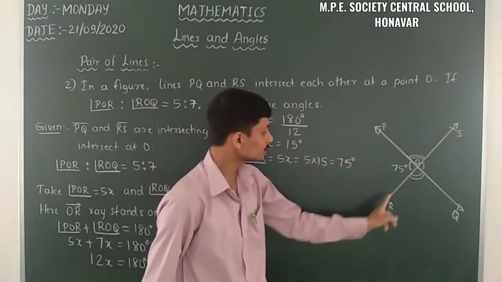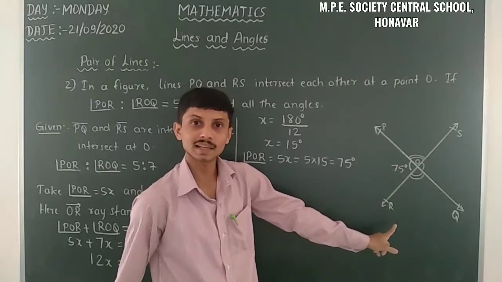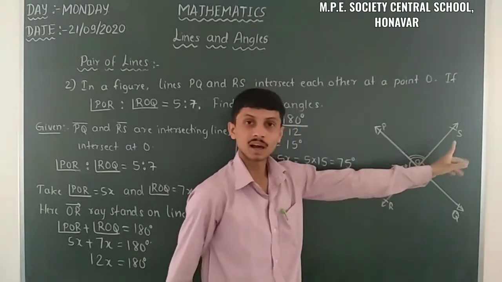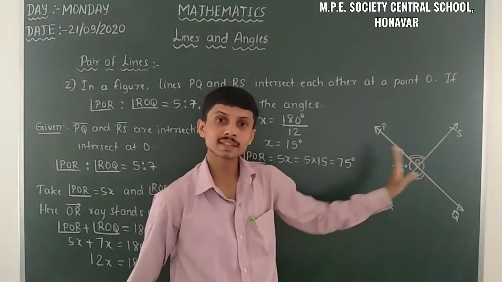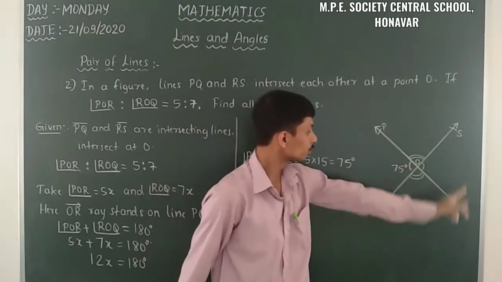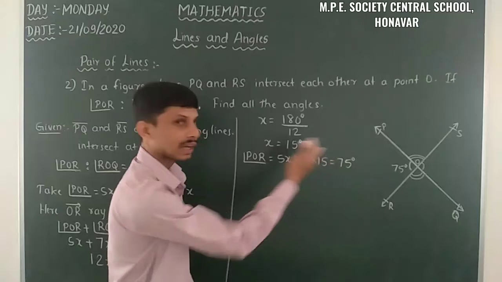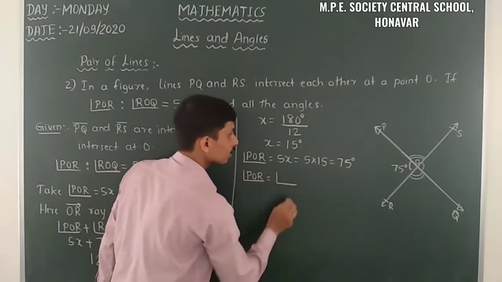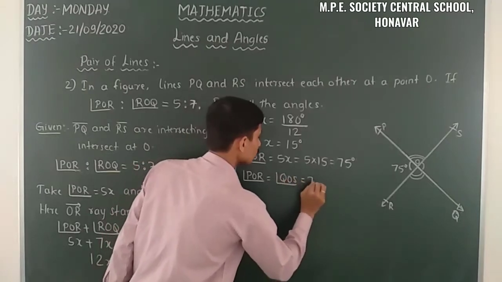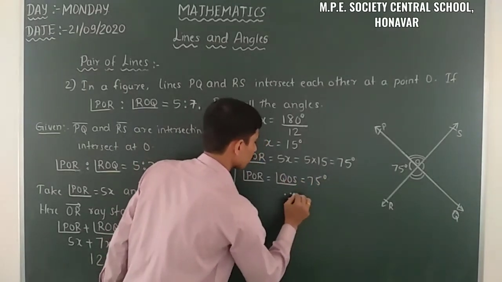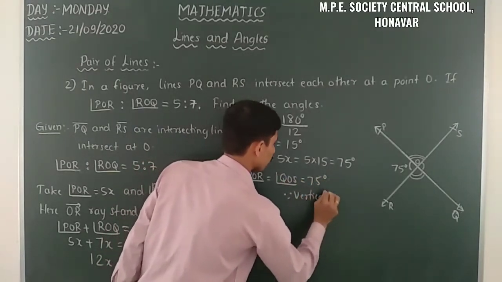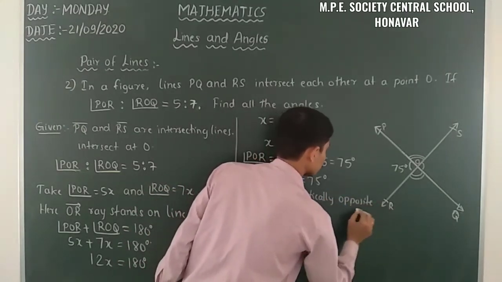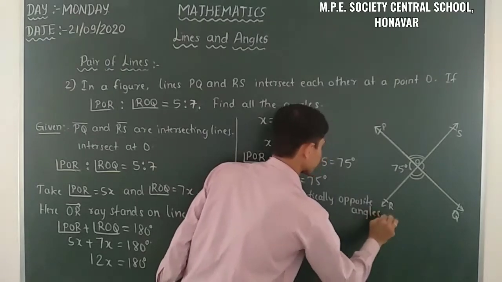So when POR is equal to 75 degree, and PQ and ROS are intersecting lines, the vertically opposite angles are equal. So POR is equal to QOS. So we got another angle. That is angle POR is equal to angle QOS is equal to 75 degree, because vertically opposite angles.